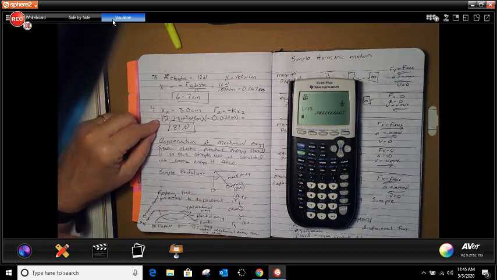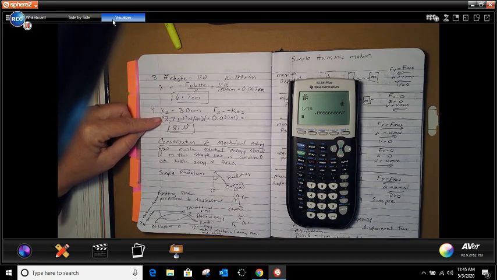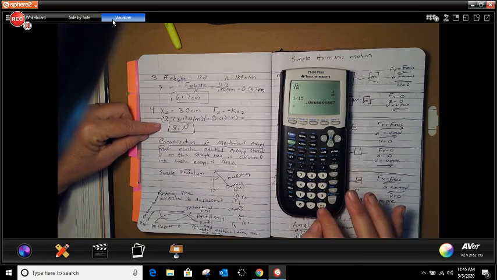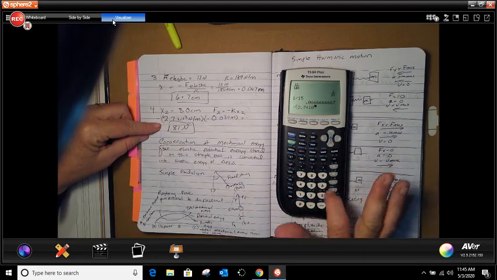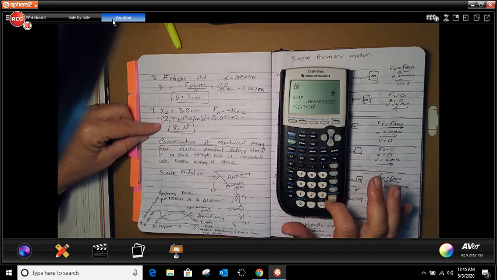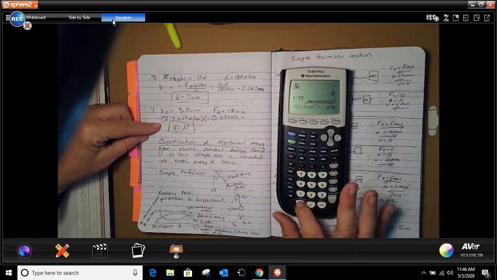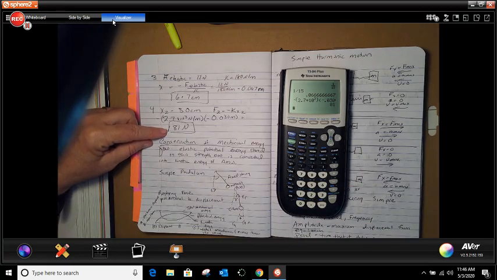Then number 4 says, how much force is required to pull a spring 3.0 centimeters from its equilibrium position if the spring constant is 2.7 times 10 to the 3rd? For this one, we're going to do negative 2.7 times 10 to the 3 times negative 0.030, and we get 81, and that is our number.